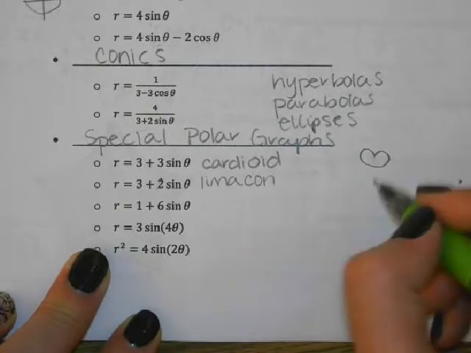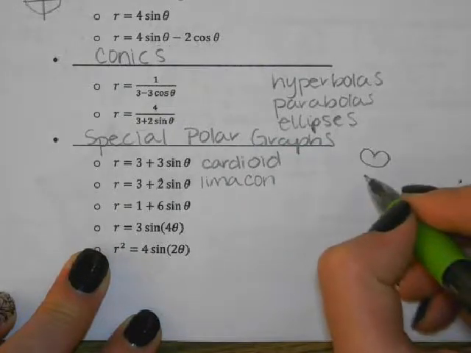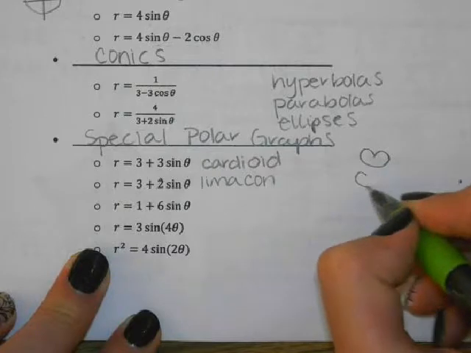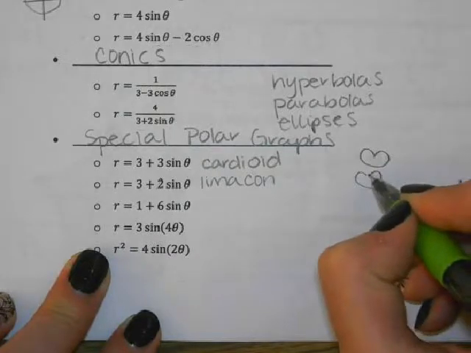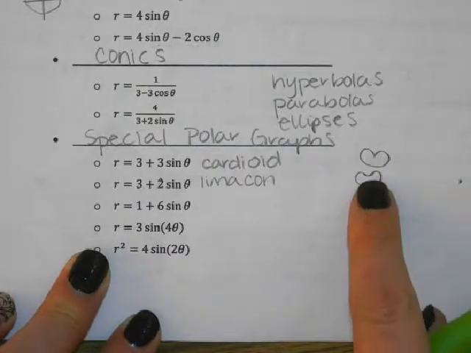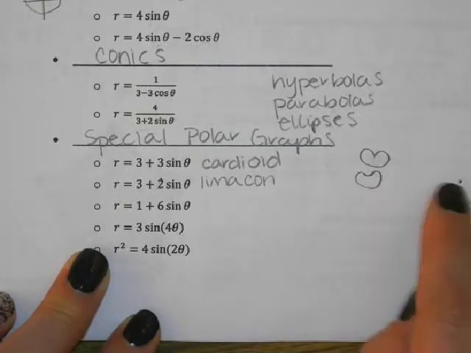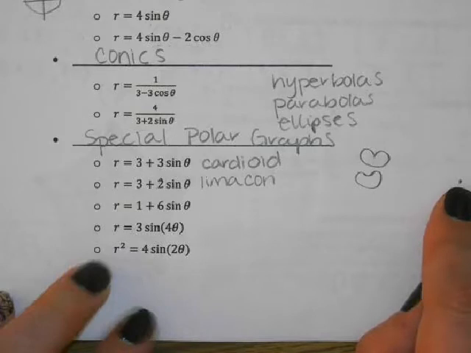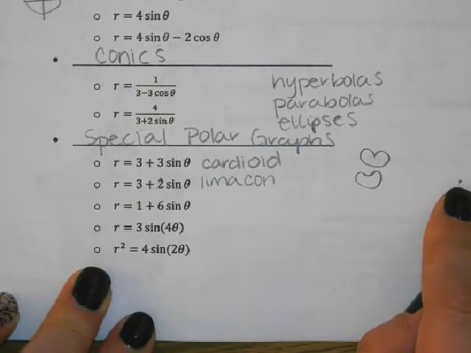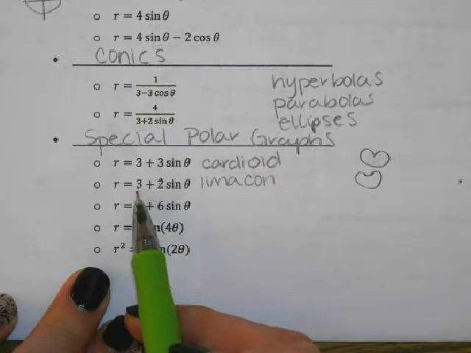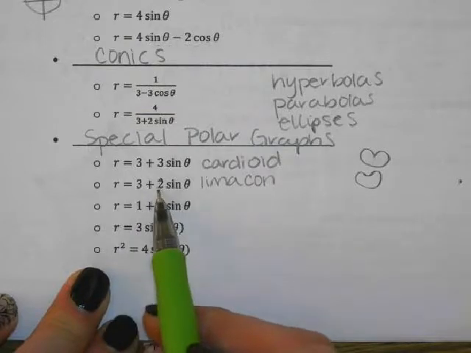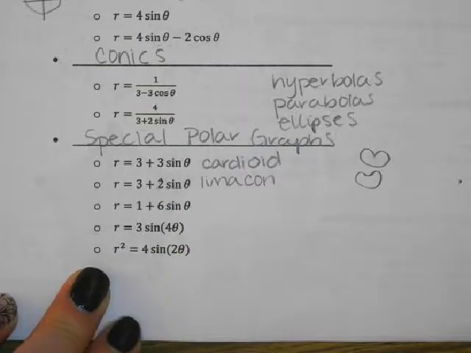A limason, whatever, it's got the same shape, but it doesn't dimple. It just is a little curve on the inside. A lima bean. Yeah, it looks like a lima bean. Yes. Lima beans. And you'll notice on this one, the first number is bigger than the second number. That will always be the case.